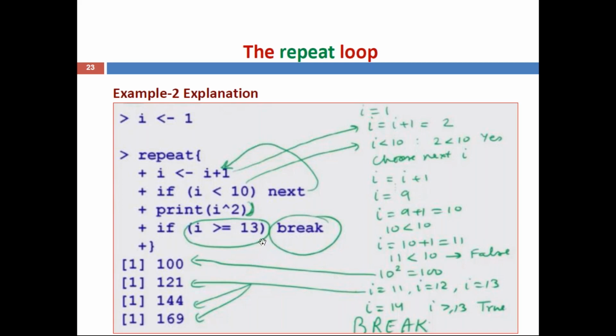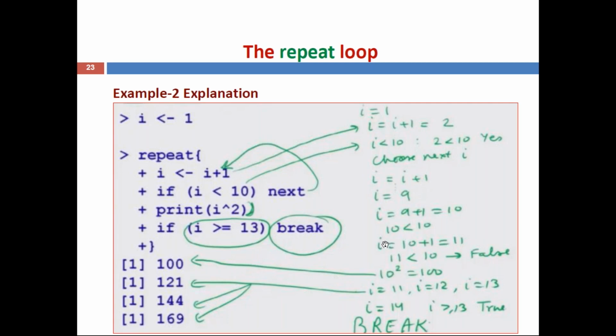Again it increases I by 1, so 9 plus 1 is 10. Now see, 10 less than 10? This is false. So again it is increased, 10 plus 1, now 11. 11 less than 10? It is also false. So then it calls I power 2. What is the current value? 10. 10 squared is 100.